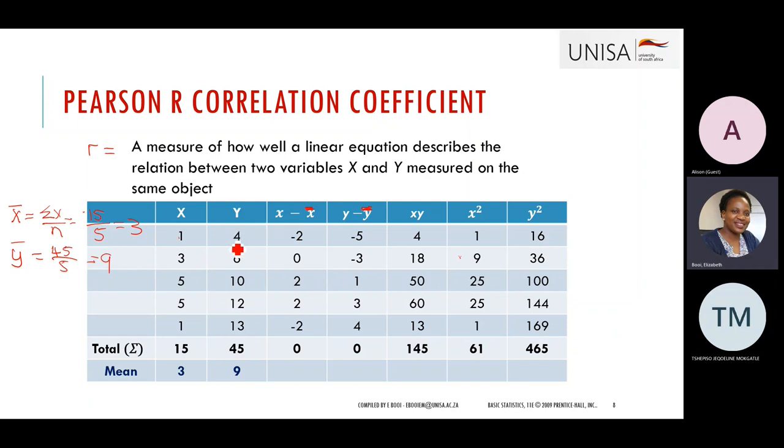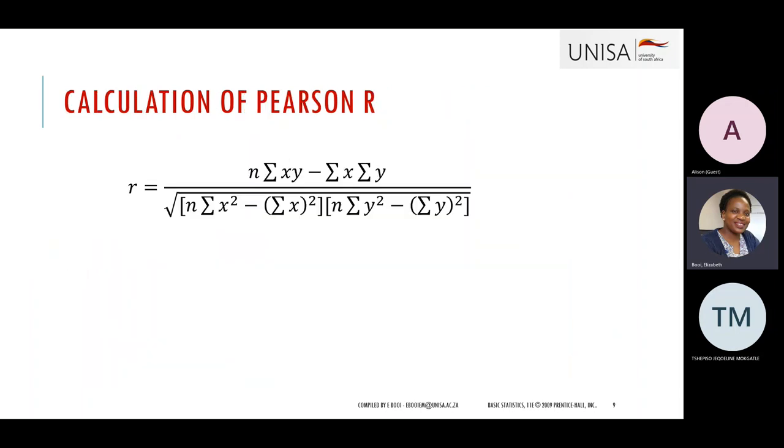4 squared, which is 4 times 4, is 16. 6 times 6 is 36. 10 times 10 is 100. 12 times 12 is 144. And 13 times 13 is 169. Adding all of them, you will get 465. So once you have built all the columns that you need, you can then go and calculate what we call the coefficient of correlation, which is your R, which is your Pearson R coefficient of correlation.